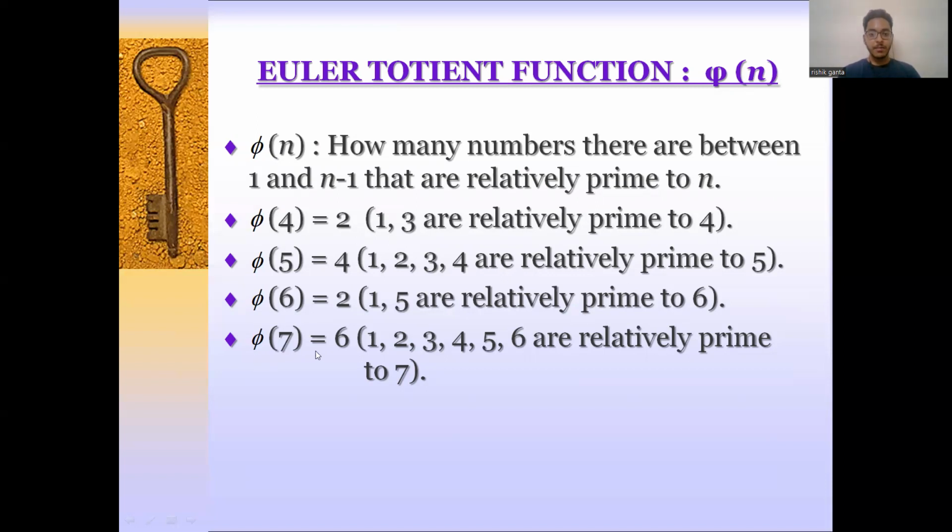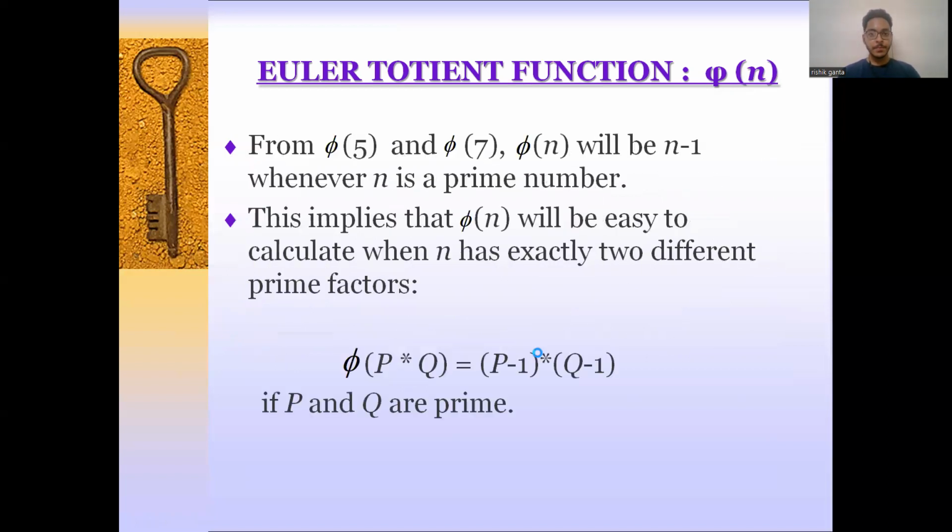And if we take phi of 7, we get the answer as 6, as 1, 2, 3, 4, 5, and 6 are relatively prime to 7. Therefore, from phi of 5 and phi of 7, we can say that phi of n will always be n-1 whenever n is a prime number. This implies that phi of n will be easy to calculate when n has exactly two different prime factors.